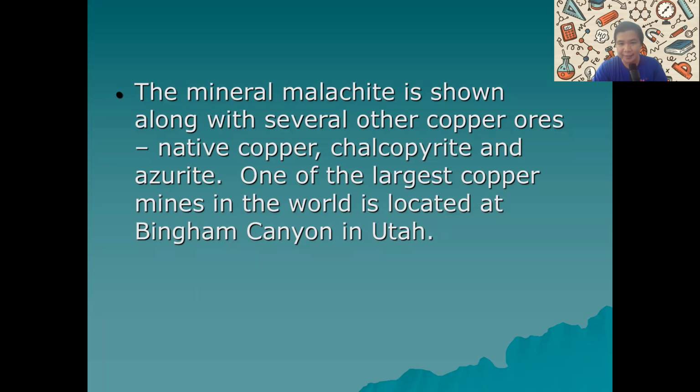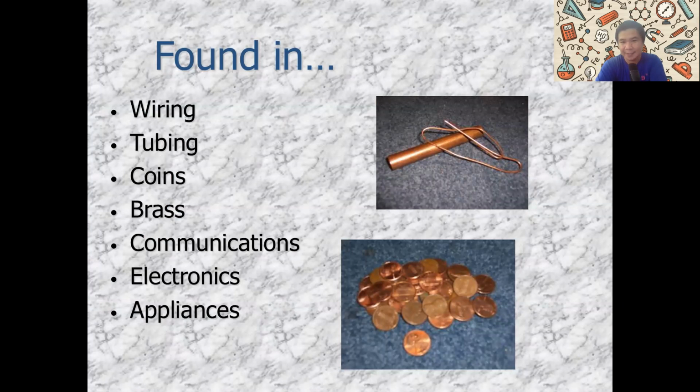The mineral malachite is shown along with several other copper ores, native copper and chalcopyrite and azurite. One of the largest copper mines in the world is located at Bingham Canyon in Utah. Okay, see what I mean? This is what copper can be used for. It can be used for wires, it can be used for tubing, it can even be used for coins. I think you have Thai baht and cents. I'm not certain how you call that, but less than 1 baht, those are specific types of coins. They are made out of copper, brass, communications, electronics, and appliances.